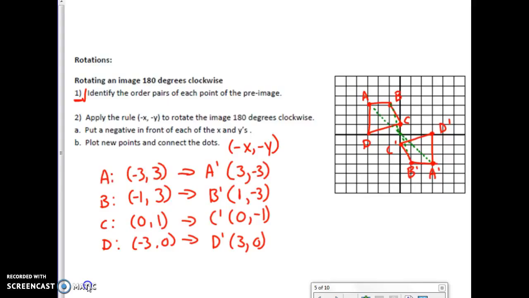Okay, so all we're doing is first identifying the ordered pairs. Then the next thing I'm going to do is just put negatives in front of both the x and the y values, just to get my new points in the graph.